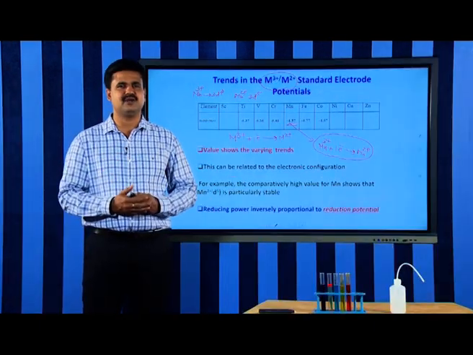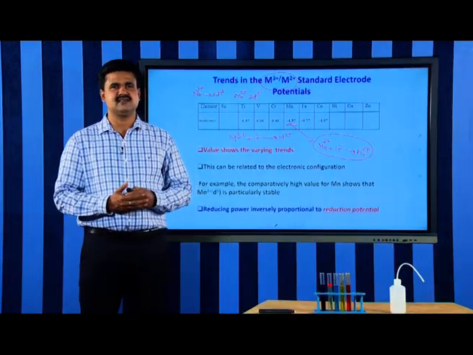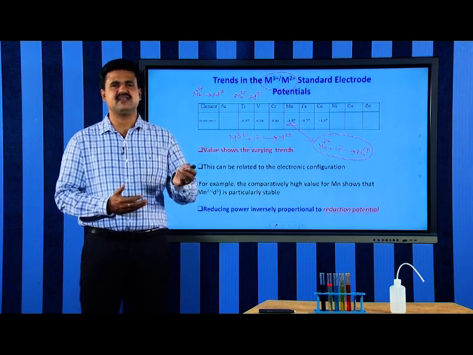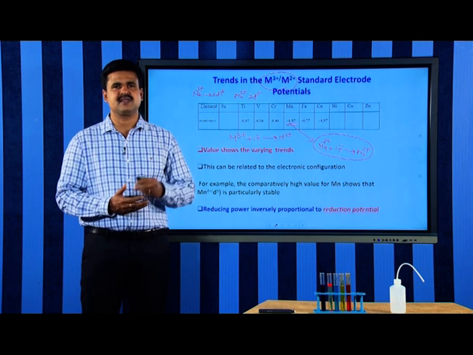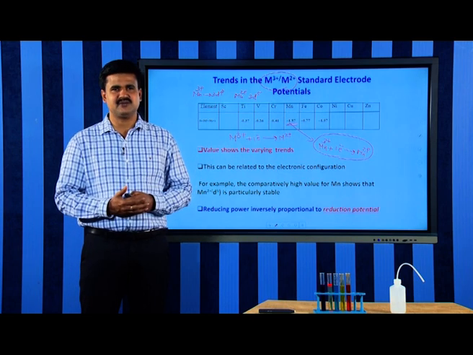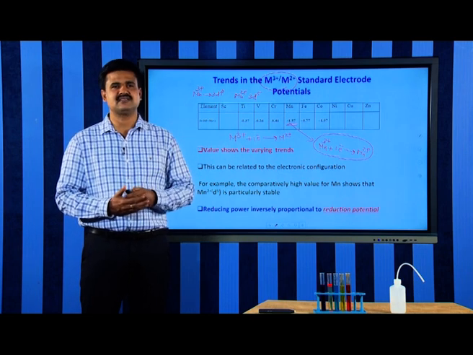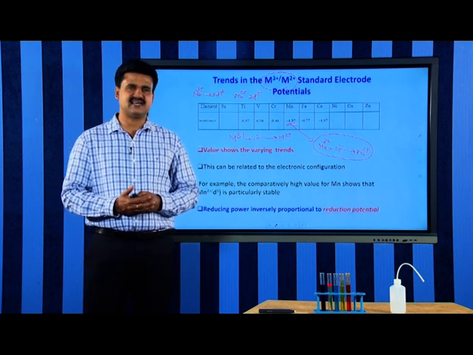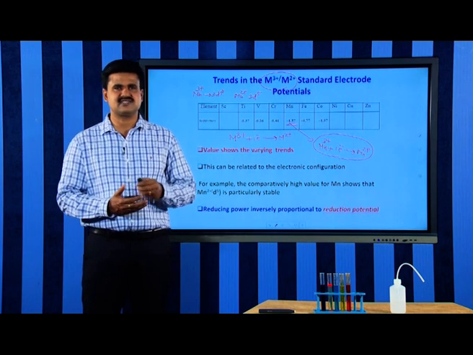Thus, in this module, we have discussed several characteristic features like variation in periodic properties, their reduction potential values, ionization enthalpies, etc. Thus, we have discussed all the characteristic features of transition metals.